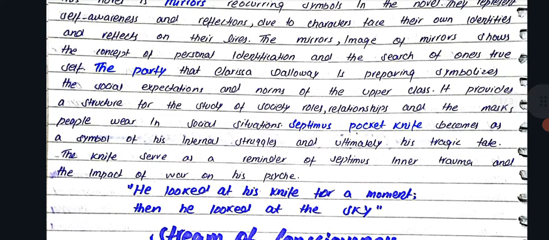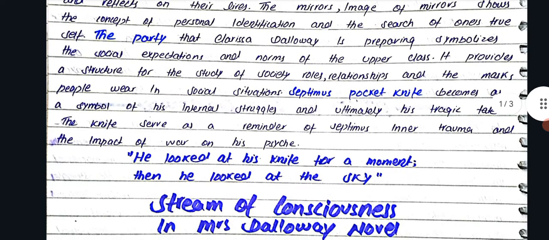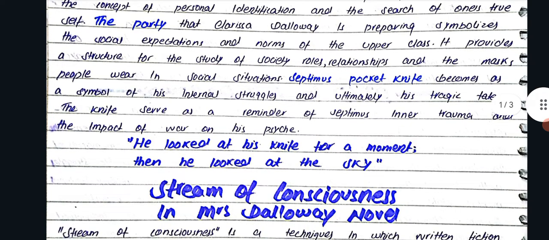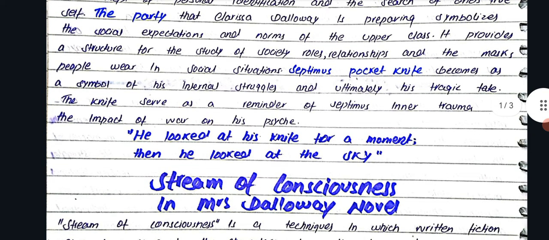The party that Clarissa Dalloway is preparing symbolizes the social expectations and norms of the upper class. It provides a structure for the study of society's rules, relationships, and the masks people wear in social situations.